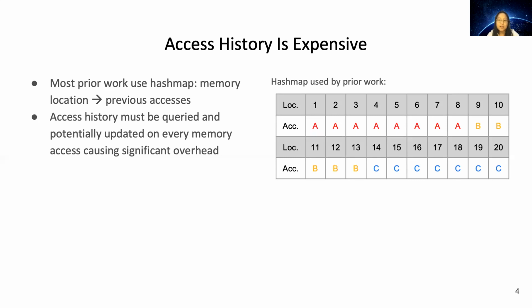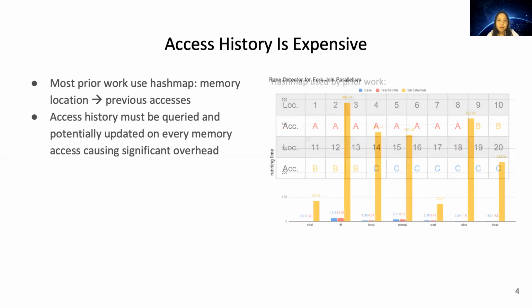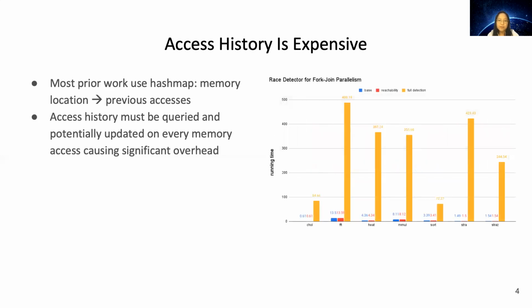In theory, inserts and queries on access history incur constant overhead. However, as we can tell from the figure, such a hash map-based scheme incurs significant overhead in practice. This is because access history must be queried and potentially updated on every memory access. So in this work, we would like to reduce the overhead on access history.